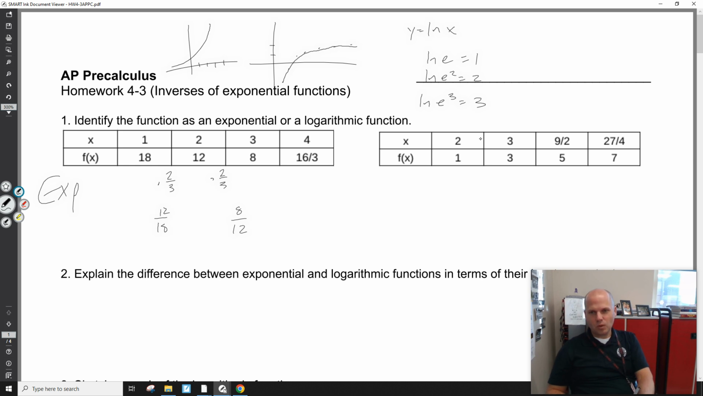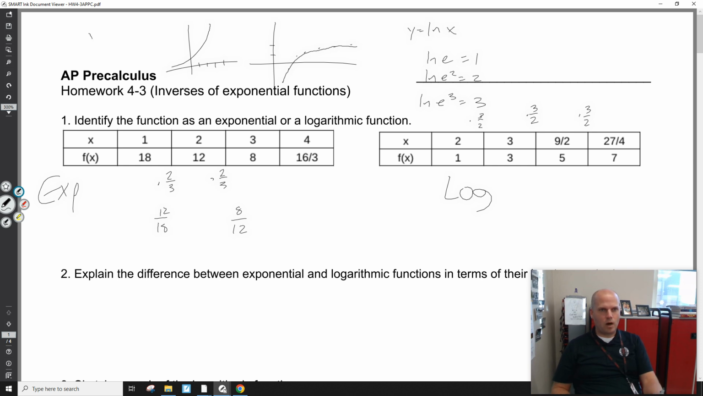Here, we can see my y's are just growing by 2. But to get that growth, my x's need to multiply by 1.5, or 3 halves. Multiply 3 by 3 halves, you get 9 halves. Multiply 9 halves by 3 halves, you get 27 fourths. So here we can see we are needing an exponentially greater x value to produce an equal change in my y values. This is a logarithmic function. Logarithmic functions typically look like this if it's the inverse to an exponential function.